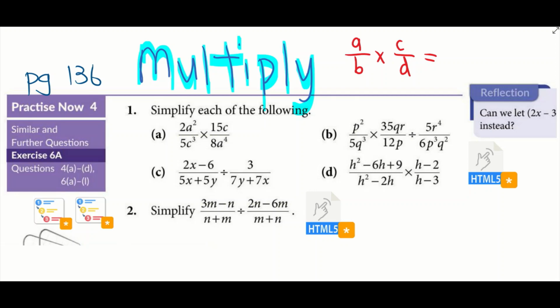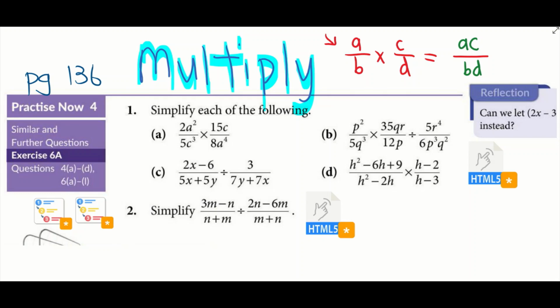Okay, today we're going to learn how to multiply algebraic fractions. First of all, let's start with my notes over here. A over B times C over D. I want to combine it into a single fraction. What will be the fraction? Yes, the answer will be A times C over B times D. So I multiply the numerator and the denominator together.